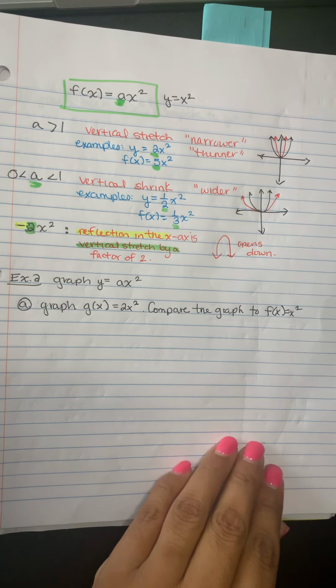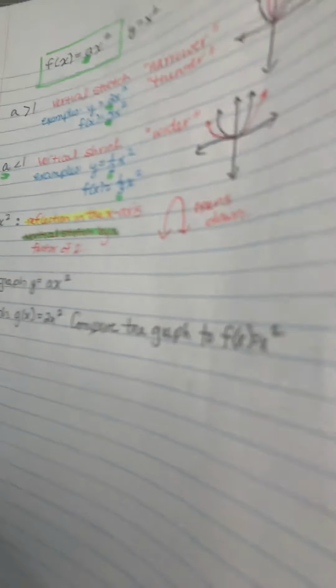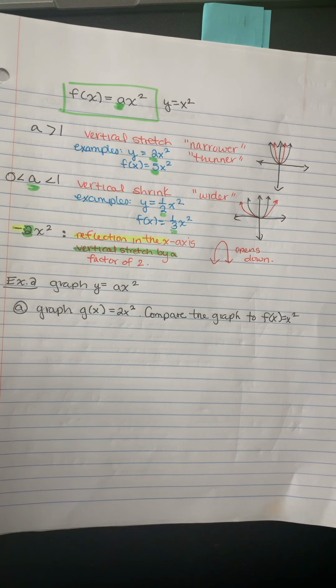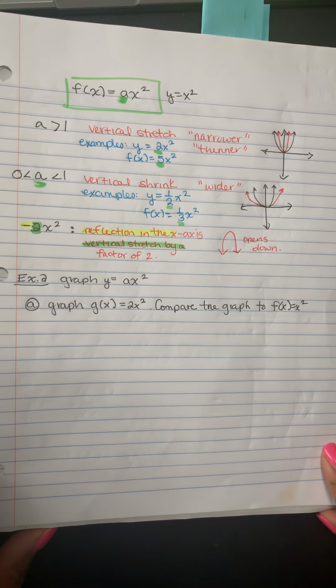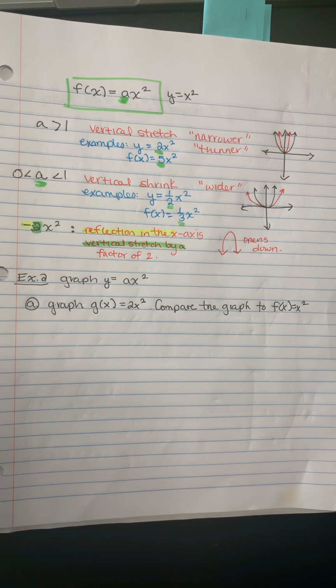Let's jump into example 2. I believe we have example 2, A and B, and then we're done for 3.2. So a lot of information, I know, students, but you can always refer back to this video if you still have concerns. Okay, so example 2 is going to ask you to graph y equals ax squared.